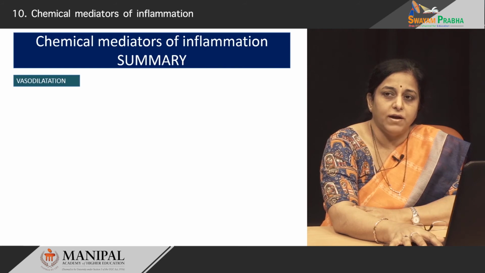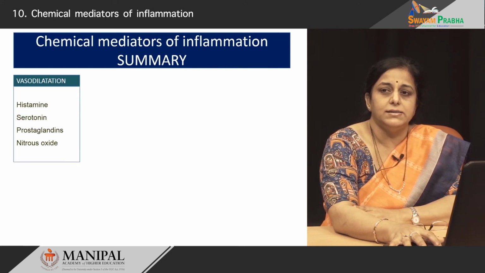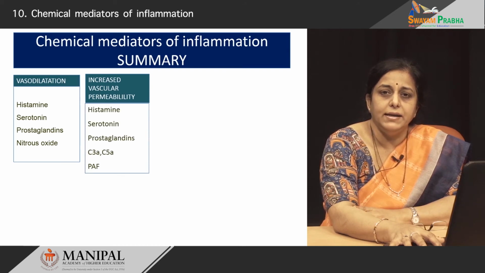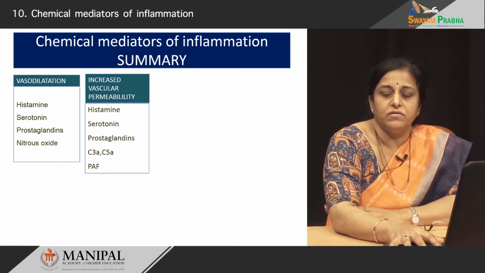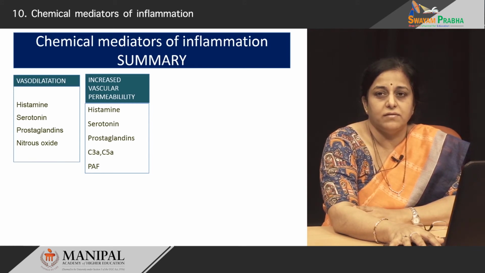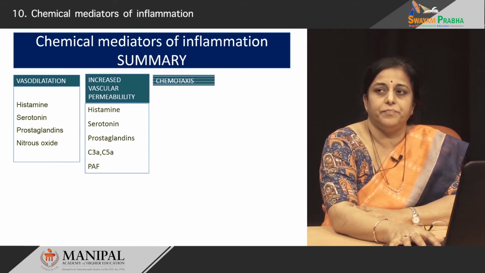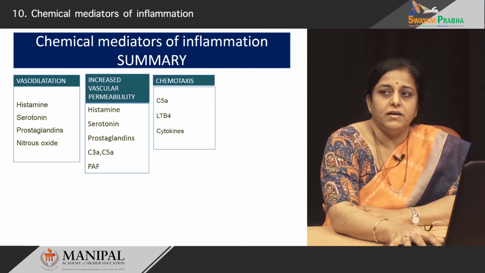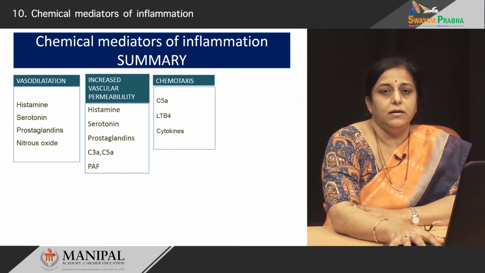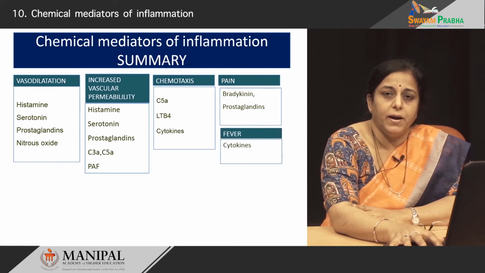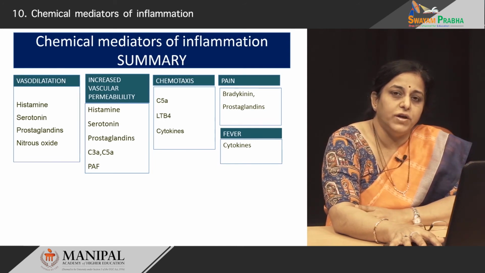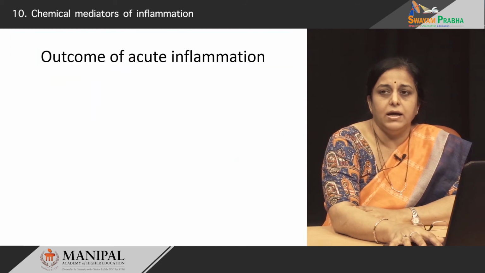So, this again summarizes the effects of chemical mediators. The factors that are involved in vasodilatation are importantly histamine, serotonin, prostaglandins, and nitric oxide. Increased vascular permeability, again histamine, serotonin, prostaglandins, C3a and C5a, which we learnt are called anaphylatoxins, cause release of histamine by mast cells, producing increased vascular permeability, and platelet activating factor. Then we have chemotaxis. The factors that are responsible for chemotaxis are C5a, leukotriene B4, and the cytokines. Then we have the pain, which is brought about by prostaglandins and bradykinins. The fever is mostly brought about by cytokines. So this summarizes the various mediators and their effects in inflammatory response.